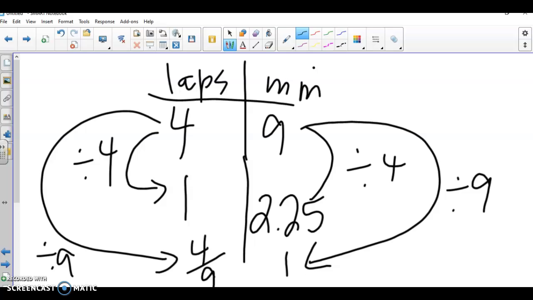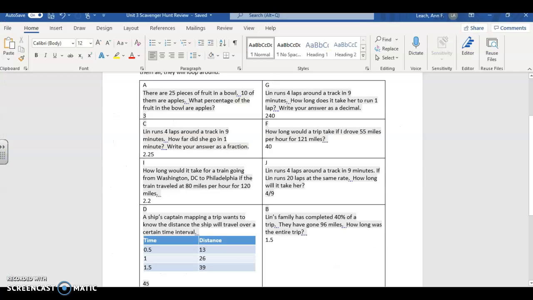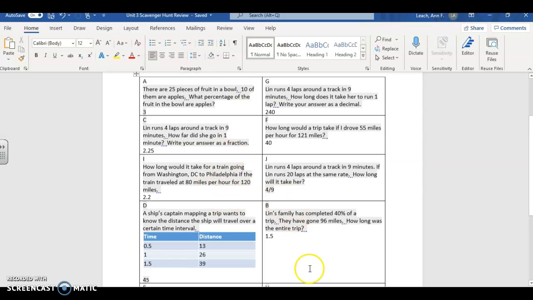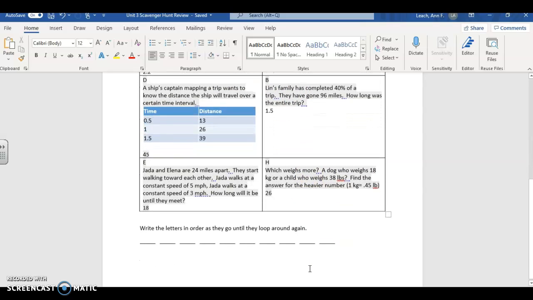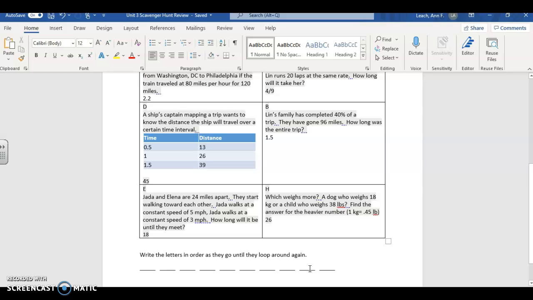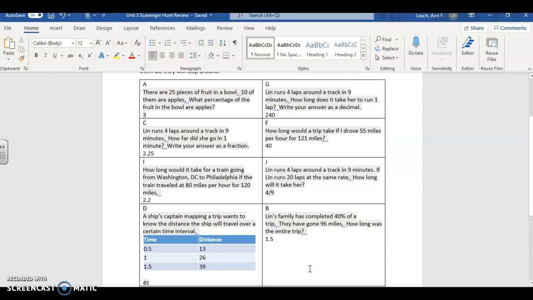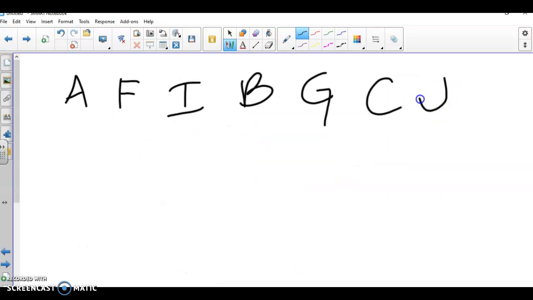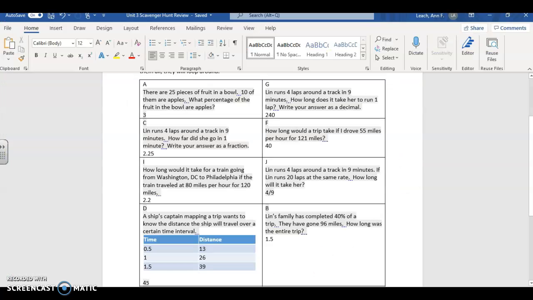So let me take a look at what we've got for our answer. And we're supposed to write it as a fraction. 4 ninths. Do I see 4 ninths anywhere? Oh, here it is. It is J. J is where we are now. So let's write J in before I forget. J is next.